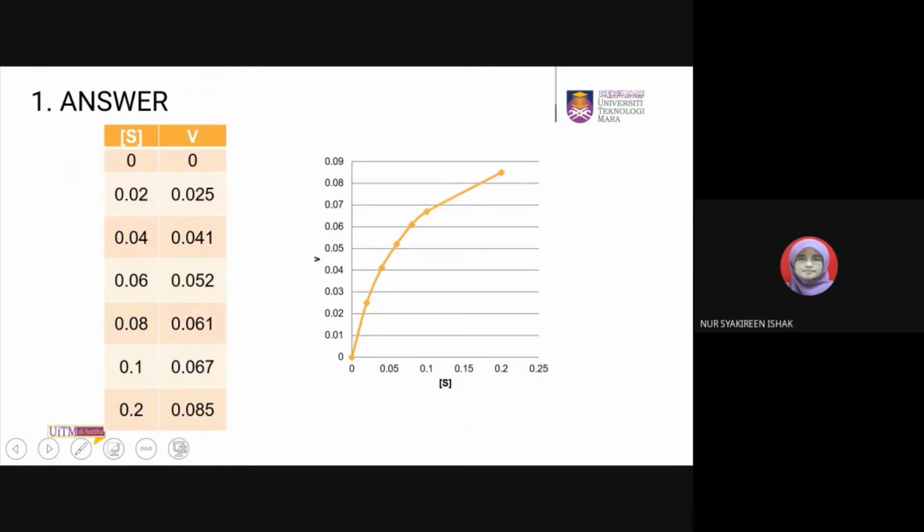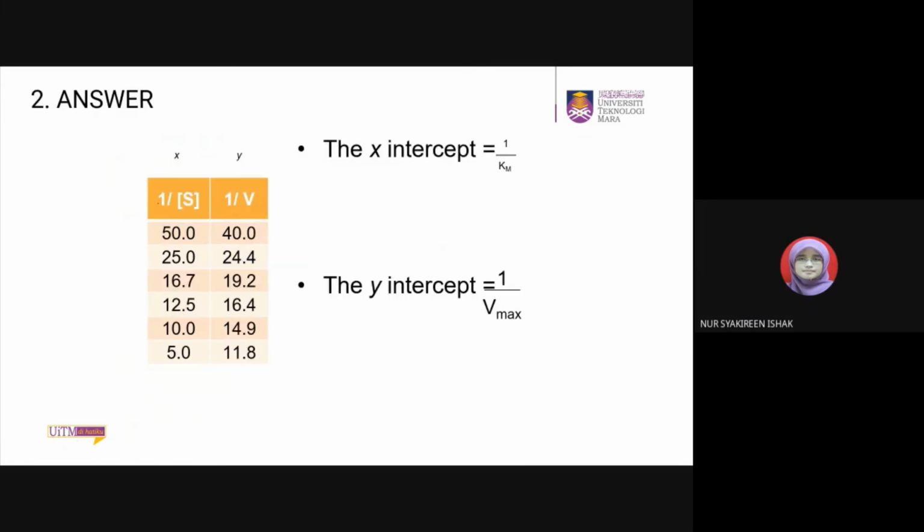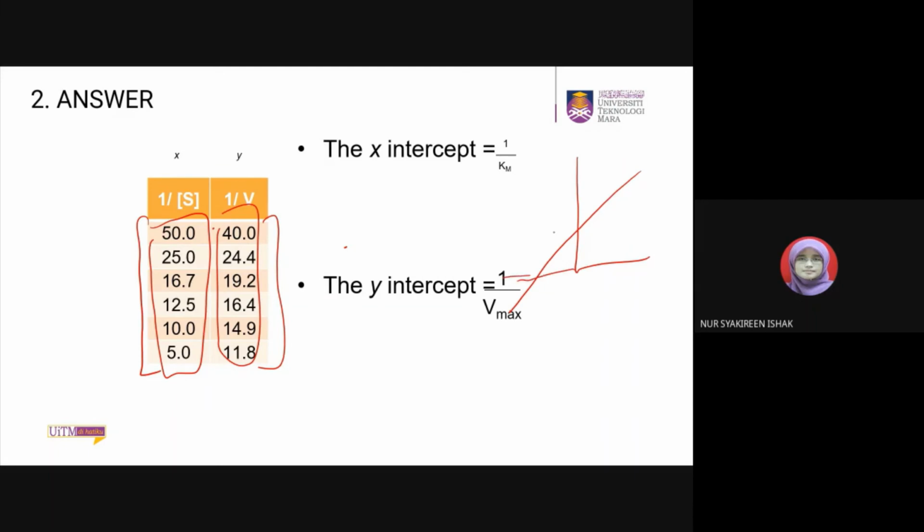So I have given this one. If you plot it, you should get a hyperbolic graph like this. And for the Lineweaver-Burk plot, after you convert all the values from the earlier graph by taking 1 over, you should get whole numbers and you plot the graph. You should get a straight line. So from there, determine the value of Vmax and the value of Km. Do you understand?